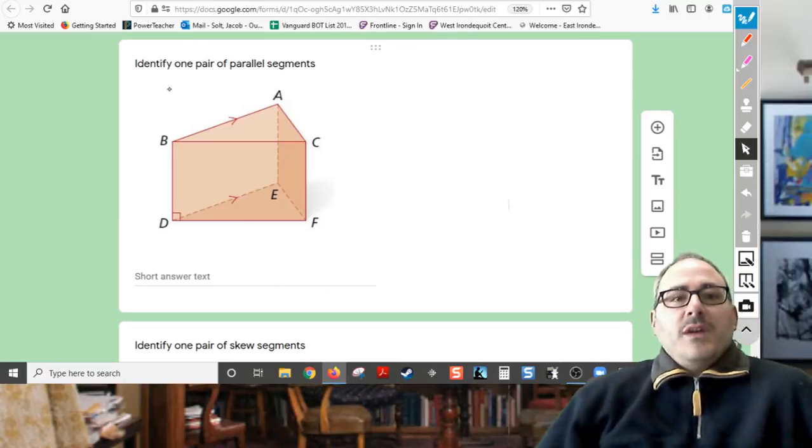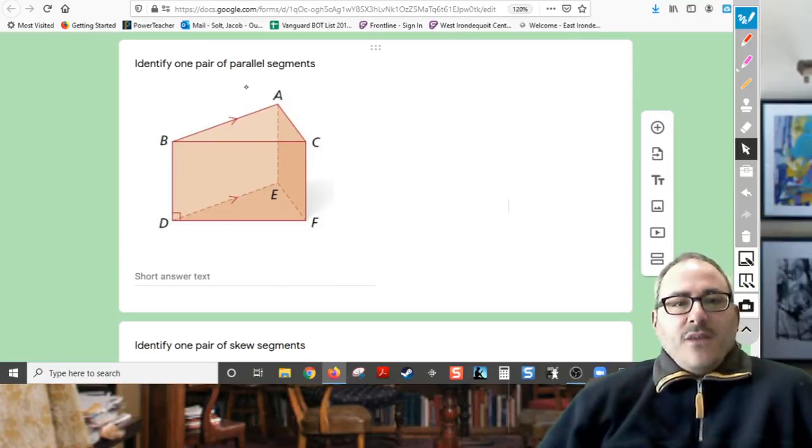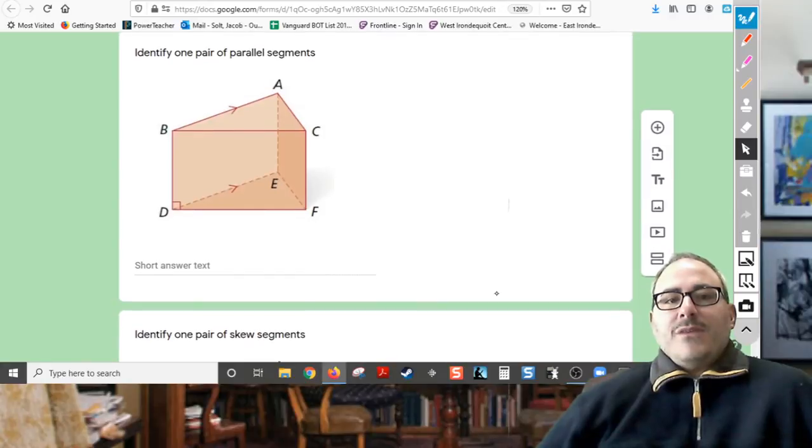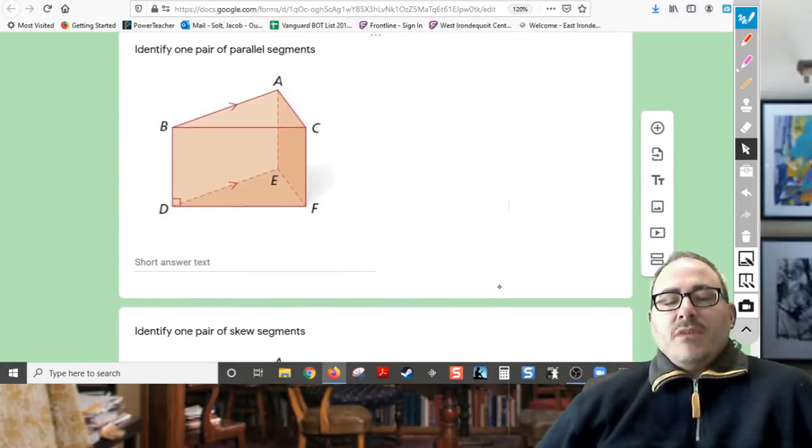Identify one pair of parallel segments. All right, I'm going to let you do that. I think you can just look at the notation there. I don't want to give that one away. Remember to say segment, letter and then letter, right?